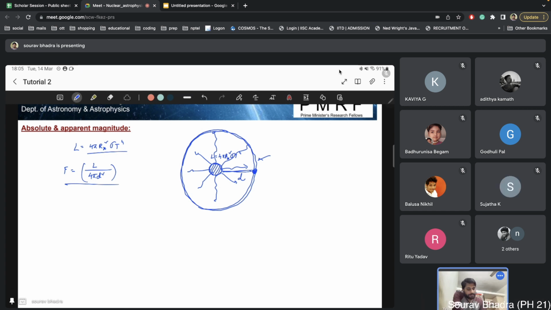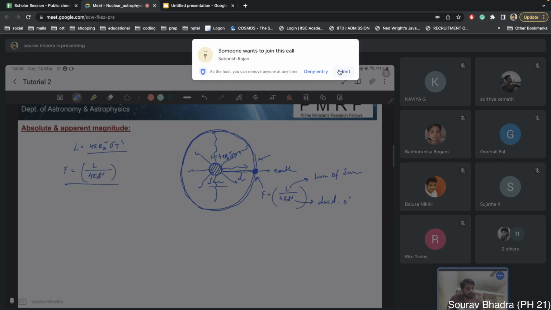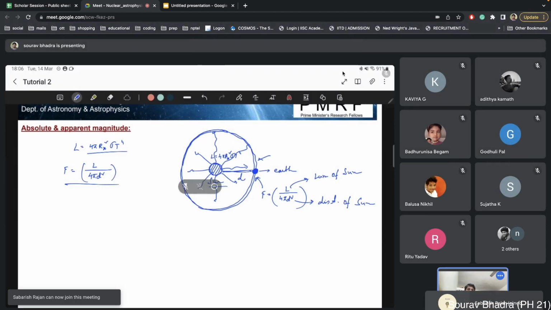This is actually the flux which can be measured by sitting at this particular place. Now suppose this place is the earth and this is the sun, and the earth is at a distance of d from the sun. The observer measuring the flux by sitting at this exact position will get the flux as L by 4 pi d square, where L is the luminosity of the sun and d is the distance of the sun from the earth. This is how flux can be expressed mathematically. So this is F.